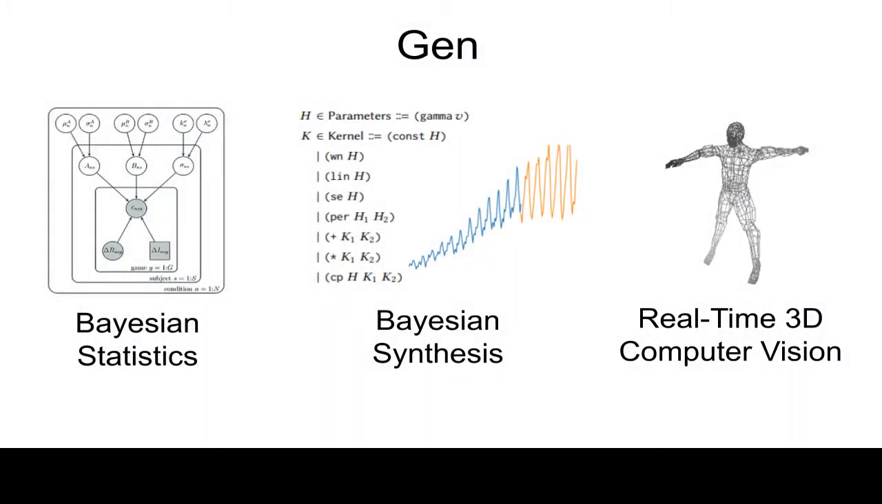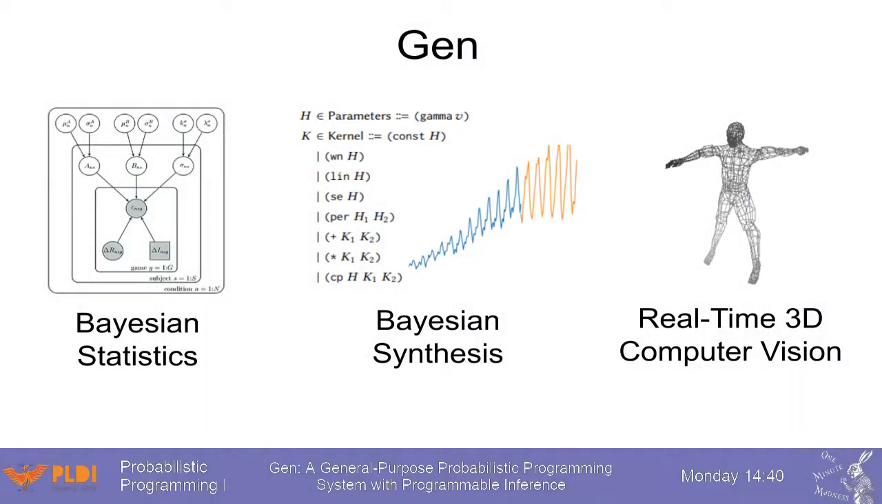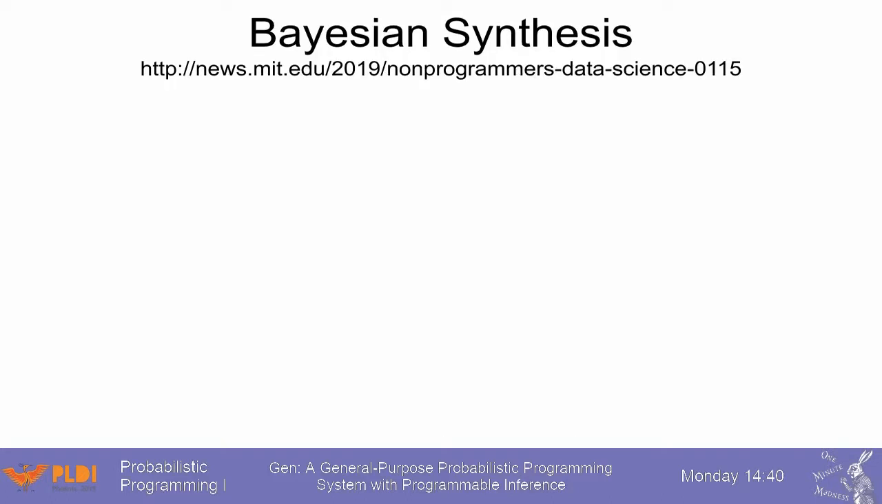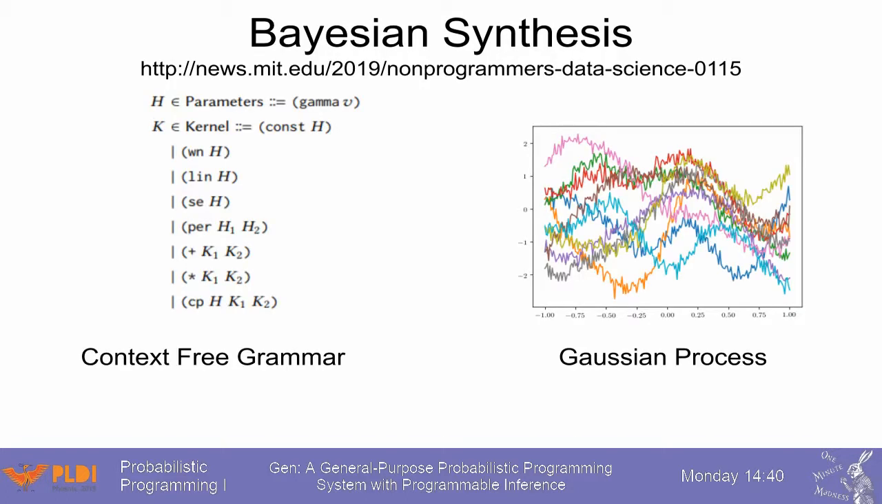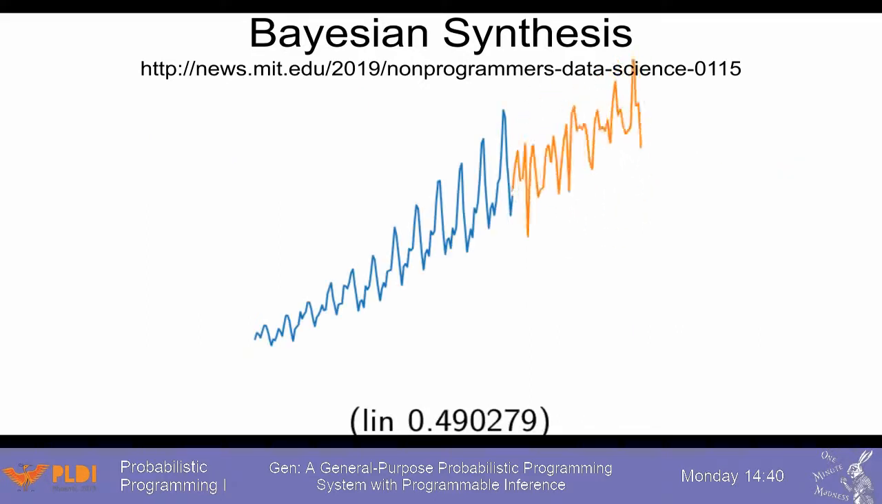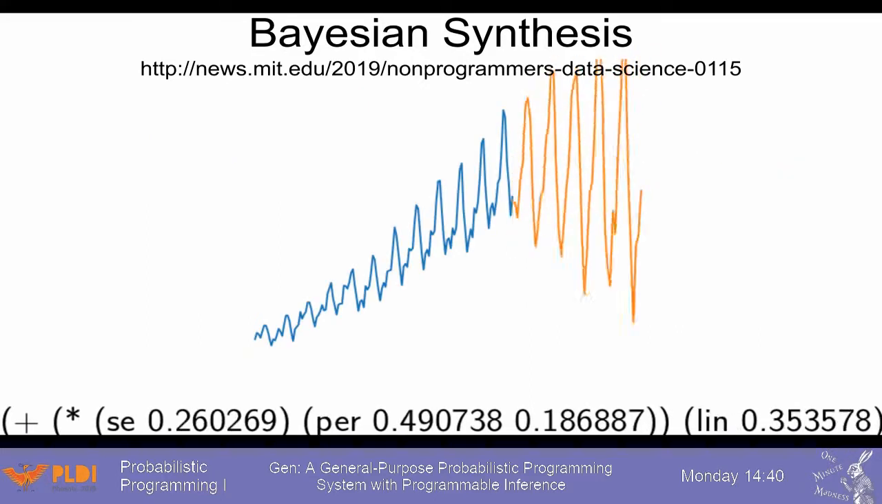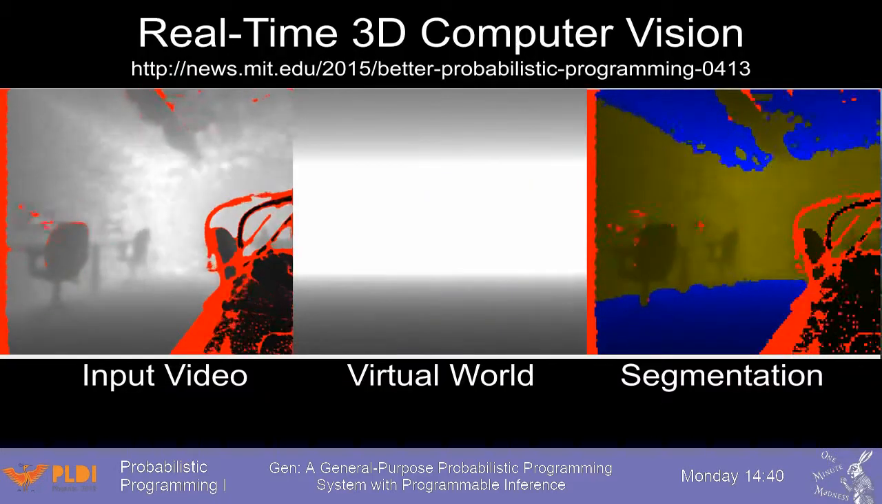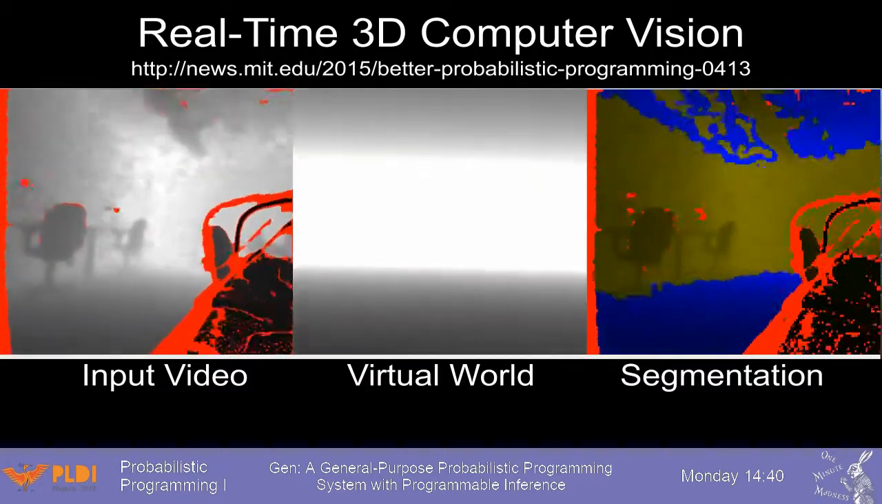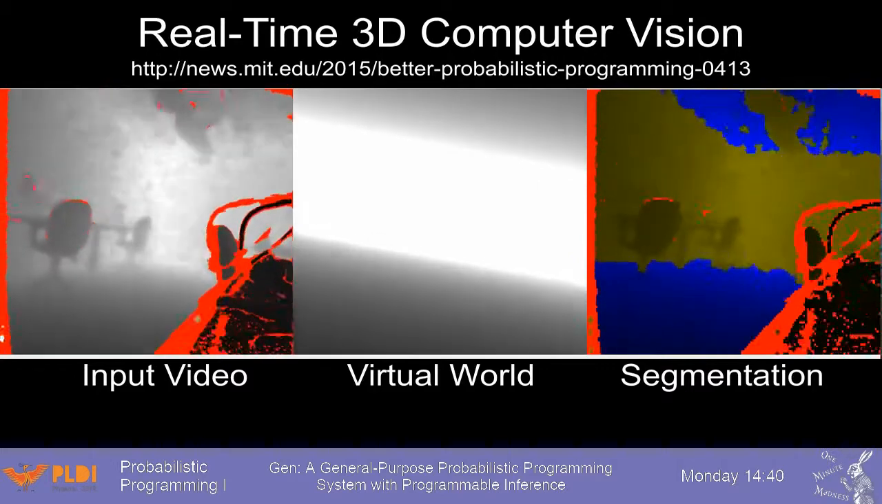Gen is a general-purpose probabilistic programming system that is suitable for a broad variety of probabilistic reasoning tasks. Here, Gen is combining symbolic and statistical reasoning to discover the structure in a time series. The possible structures are generated from a context-free grammar. Here, Gen is inferring the orientation of a camera relative to the floor from a video in real time.